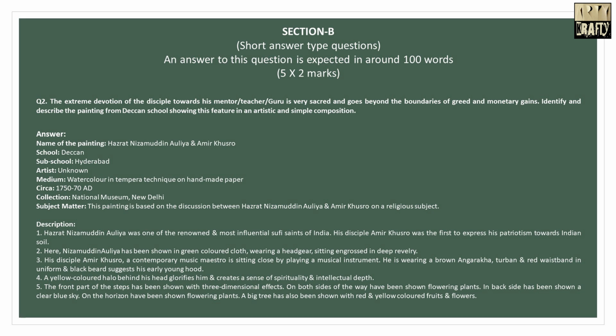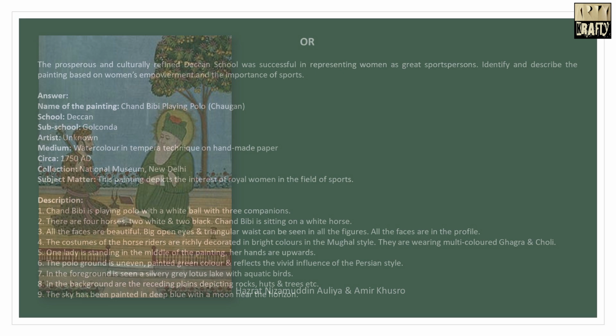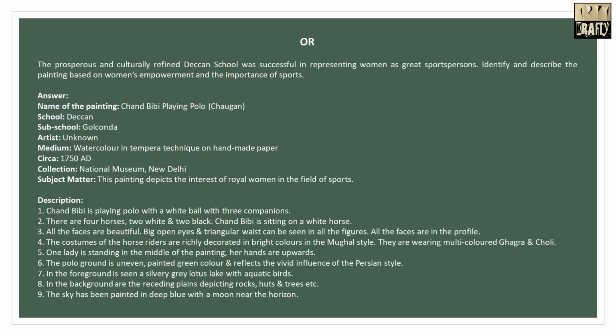Section B contains 5 short answer type questions. In question number 2, you have to write about Hazrat Nizamuddin Aulia and Amir Khusro. There is an alternative question. In this alternative question, you have to write Chand Bibi playing polo, chaugan.